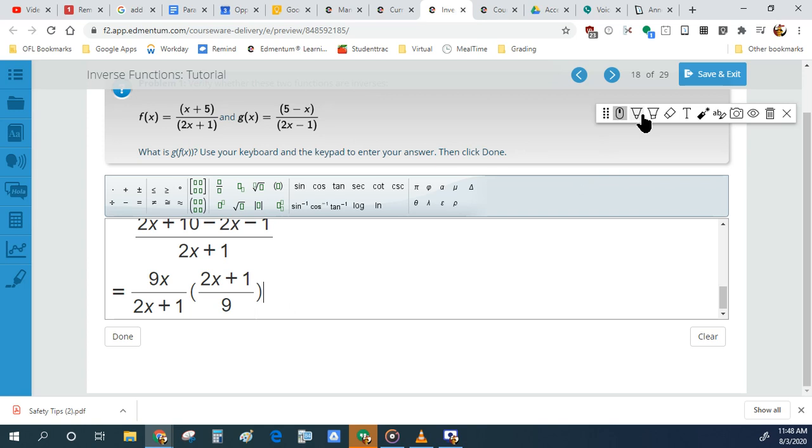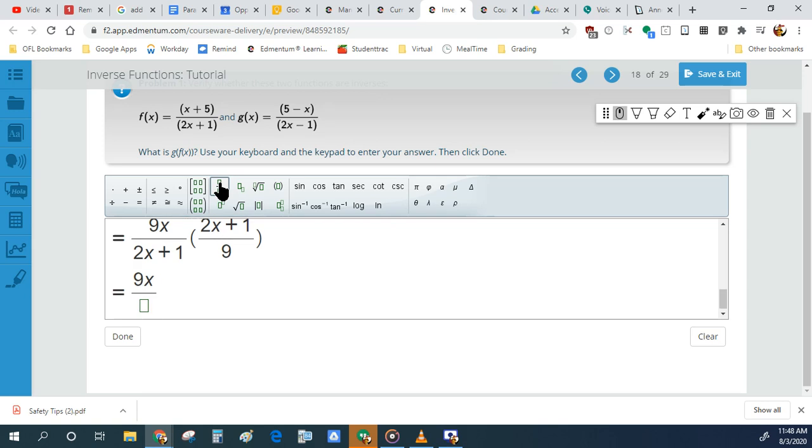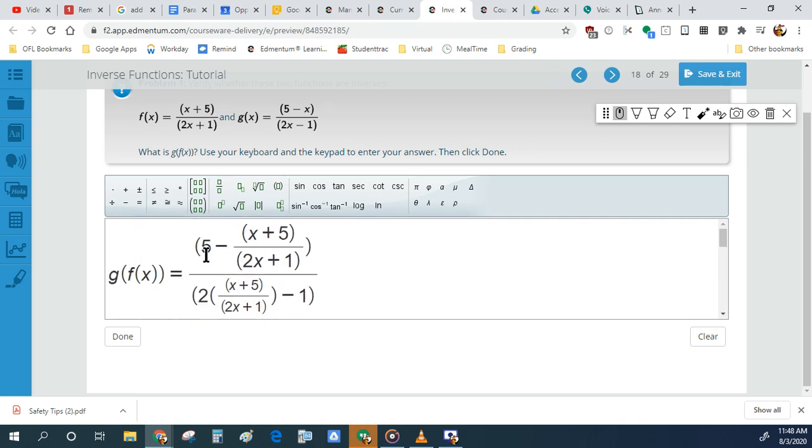So what's going to end up happening here is our next step, we can cross cancel those. Delete that. So if we're going to cross cancel those, we end up getting equals 9x divided by 9. And 9x divided by 9, that's just x. So that long, complicated process is how we do this. It's a lot of work.